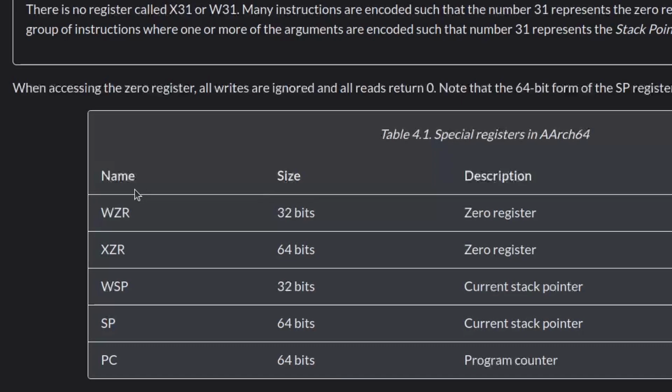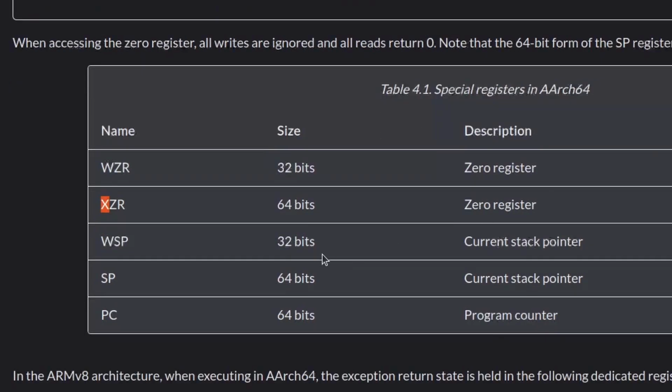So for the zero register, we can denote it as WZR if we want to use the 32-bit mode of the register. And to use it in 64-bit mode, we have to denote it using XZR. Then similarly, for the current stack pointer, we can denote it using WSP for 32-bit mode, and for 64-bit mode, we can simply write SP. No need to put X in front of it.